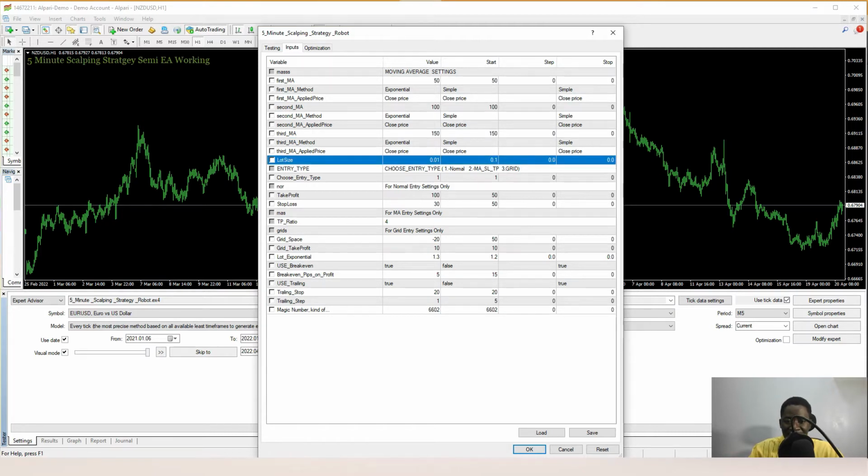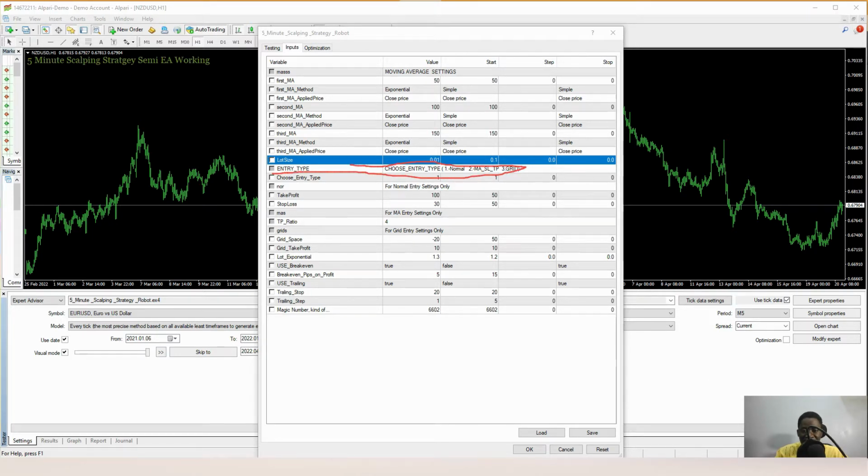Now look at this lot size area. You can also change your lot size. Look at this area. You can change your lot size with any lot size you feel like using. And again, look at this entry area. In this entry area, you have to pay close attention.